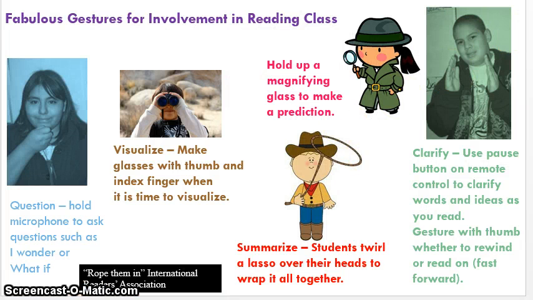And I thought this was really interesting, different gestures to actively involve your students in reading class. And as you're going through things in the classroom, they don't necessarily have to be getting up and doing jumping jacks or riding a stationary bike in class to be active. It might be something like holding up a microphone to ask "I wonder" or "what if" questions, and making binoculars with their hands to visualize what's happening in the story, or holding up a pretend magnifying glass to make a prediction. Holding up your hands like a pause button to pause in your reading and clarify what's going on, and then make a decision based on that.